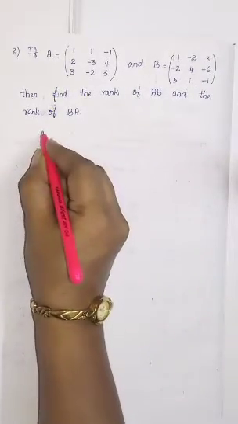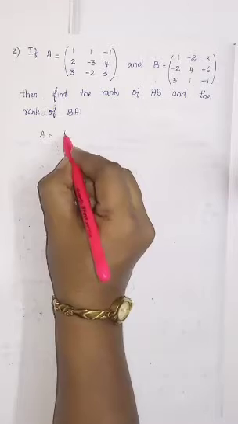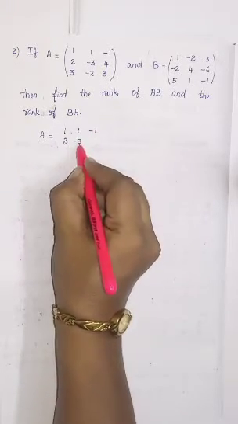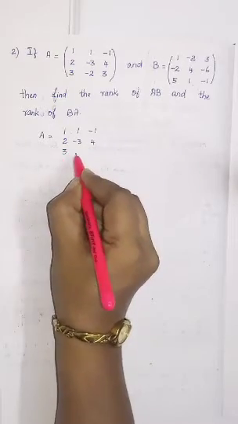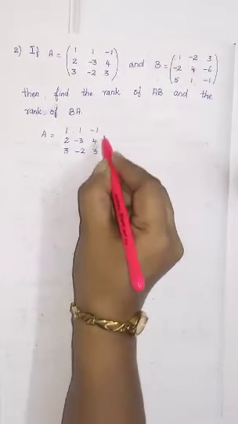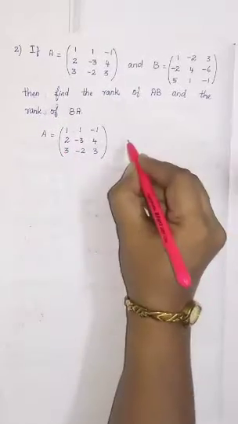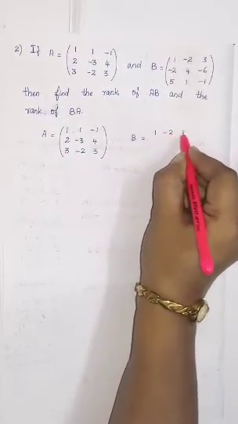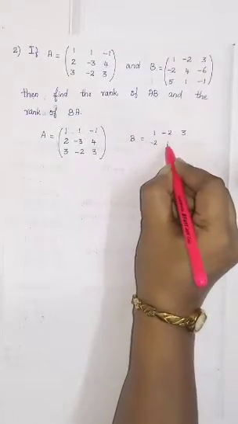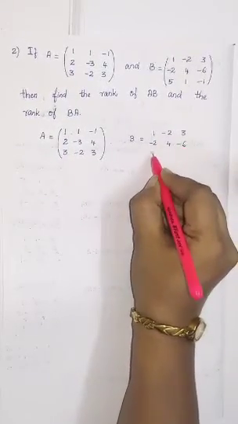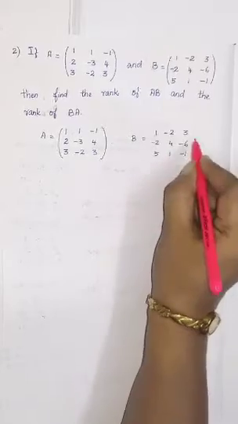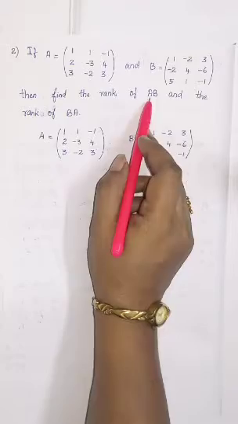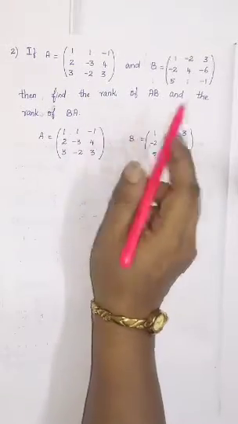So we'll just write A is equal to the 3 by 3 matrix 1, 1, minus 1, 2, minus 3, 4, 3, minus 2, 3. And B is equal to 1, minus 2, 3, minus 2, 4, minus 6, 5, 1, minus 1. So first they have asked you to find AB and BA. So first we'll go to AB.